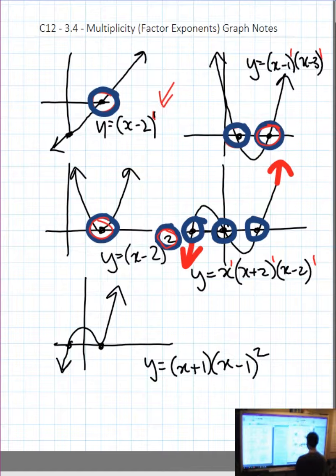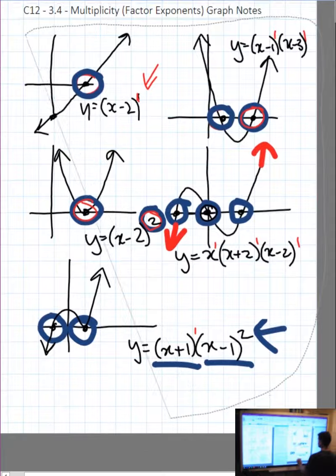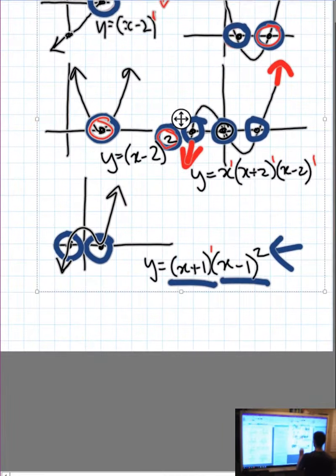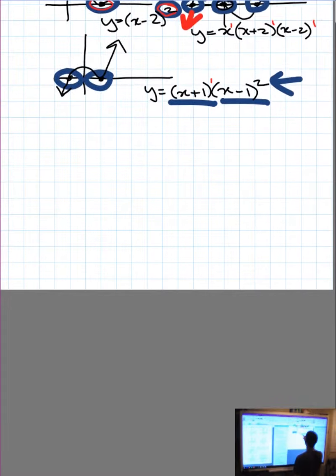So the factor with an exponent of 1 goes straight through the x-intercept, but the factor with an exponent of 2 bounces off the x-intercept. Okay, so that was grade 10 and 11, going straight through and bouncing off.